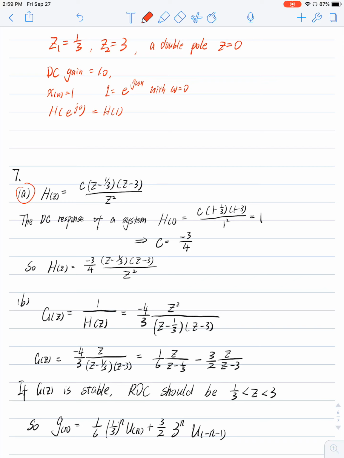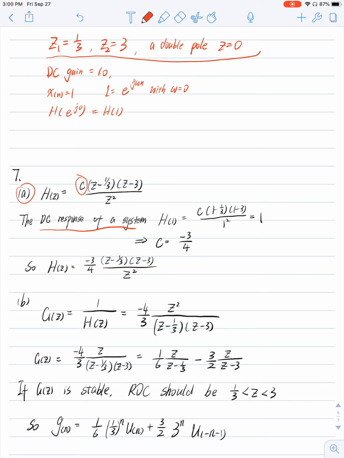So let's do problem A. Since we know z1, z2, and we know the zeros and poles, we can easily get H(z) equals (z - 1/3)(z - 3) over z to the power of 2, and we need to multiply by a constant C.